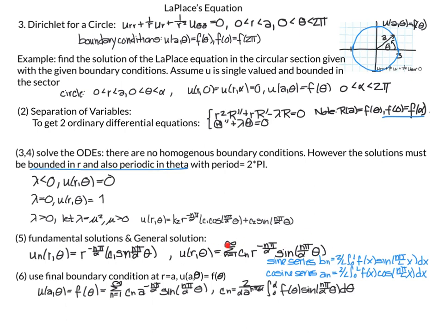And then we have our general solution, which sums up all our fundamental solutions. And then we use our final boundary condition, the one that we have equal to a function. And that tells us that our Cn are the coefficients of the sine representation of f(θ). So this will be the final form of our answer.